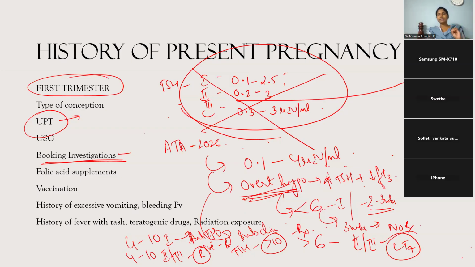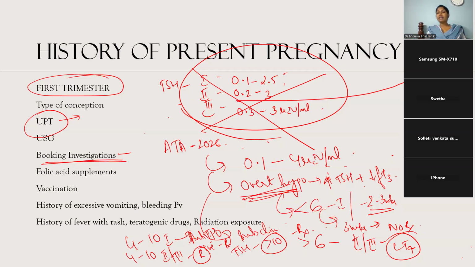Okay. So what all booking investigations we have to do? Blood grouping, Rh typing, complete hemogram, TSH, screening for gestational diabetes mellitus, and serology, that is HIV, HBsAg, VDRL, and urine examination has to also be done. So very important is to do a urine culture rather than urine routine. Why is urine culture important? Because there is something called asymptomatic bacteriuria. So what is the meaning of asymptomatic bacteriuria?